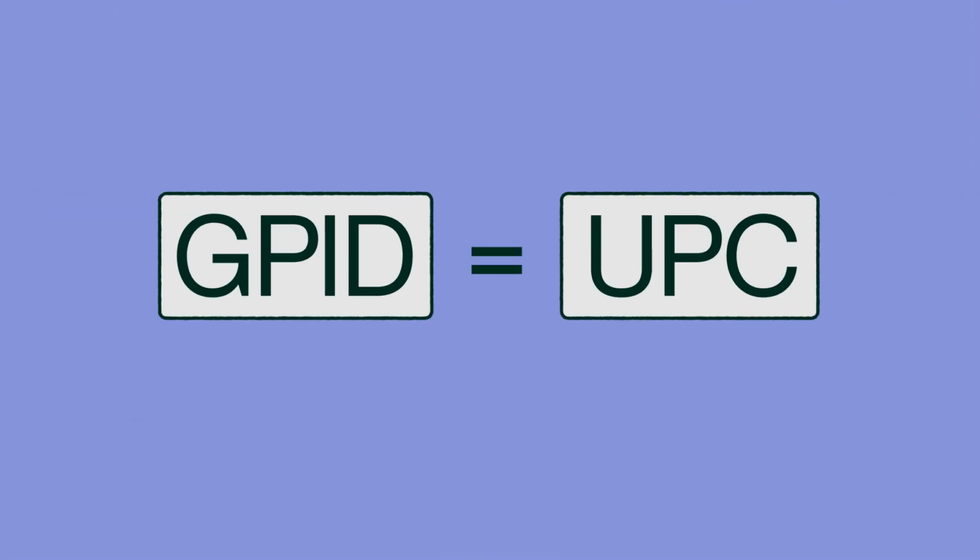Think of GPID like a UPC, or a universal product code. Just as a UPC allows retailers and consumers to identify a product anywhere it's sold, GPID provides a universal way to identify and evaluate specific ad placements on a page or in an app.